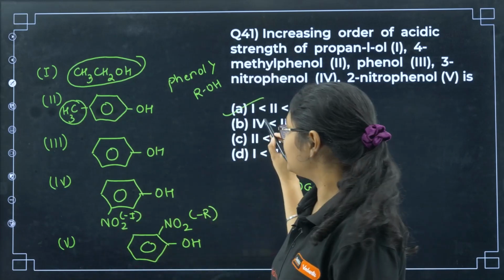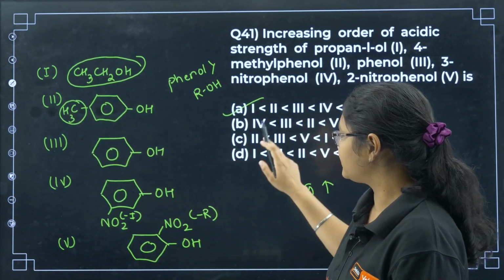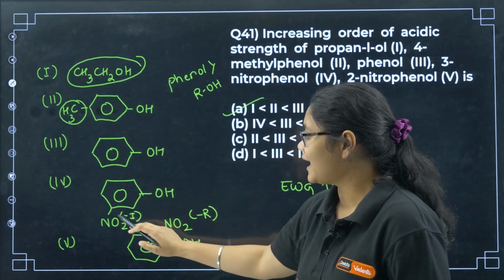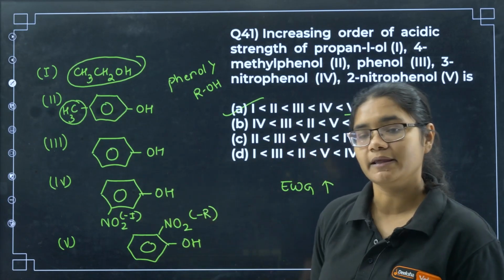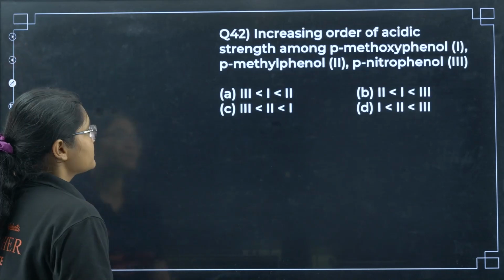So 1 will be the least one, then we have 2 because of electron withdrawing group, then we have 3 because of no group, fourth we have -I effect, and fifth one will be -R effect. So option number A will be the correct answer.